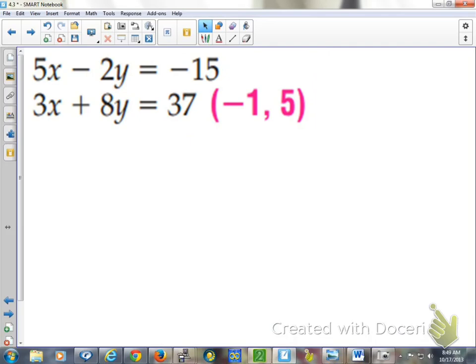So going after x, you would have needed to multiply the top one by 3, the bottom one by 5. Raise your hand if you made the 3 negative. Raise your hand if you made the 5 negative. Looks like it's about even, so I'm just going to make the 3 negative. It doesn't matter. You should get the same thing.